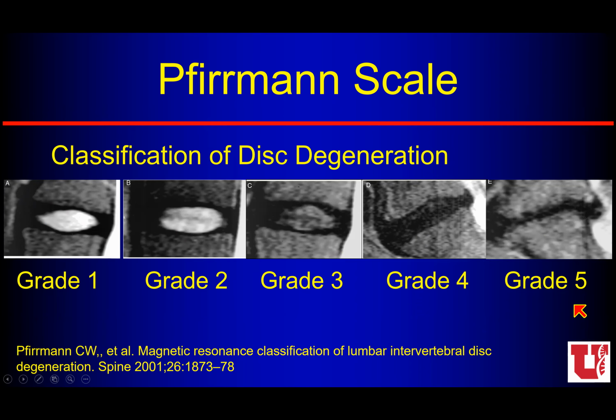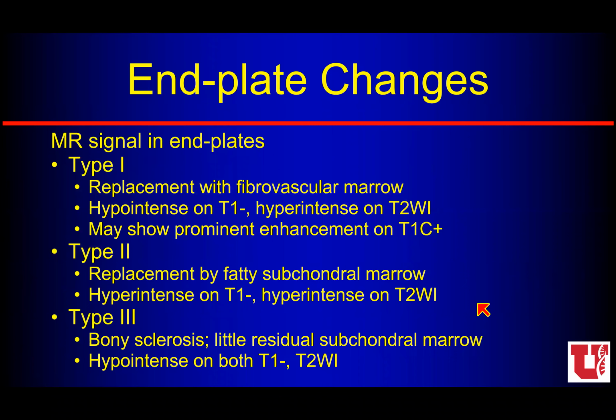Pfirrmann scale. More frequently on the neuro side on imaging, we talk about the type 1, 2, and 3 end plates. Those are the MRI signal in the end plates themselves. Type 1 is replacement by fibrovascular marrow. It is hypointense on T1 and hyperintense on T2, and it may show a little bit of enhancement. Type 2 is replacement by that fatty subchondral marrow. It's bright on T1 and T2. And type 3 is more sclerosis, so that's hypointense, dark on both T1 and T2.